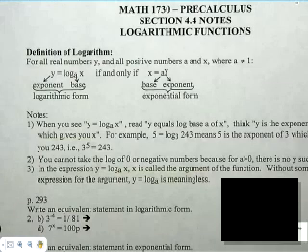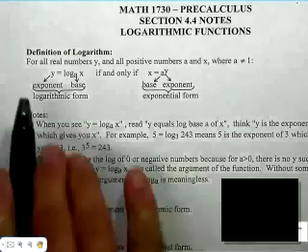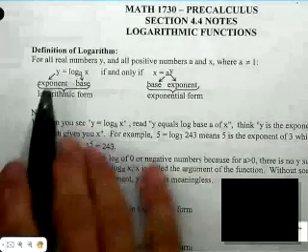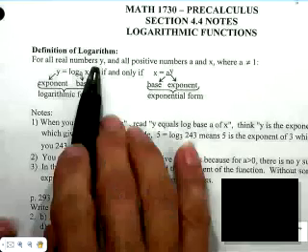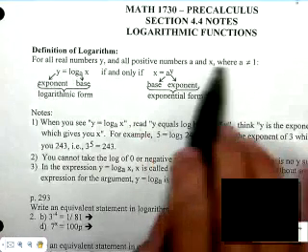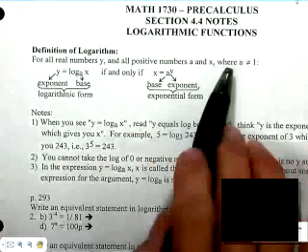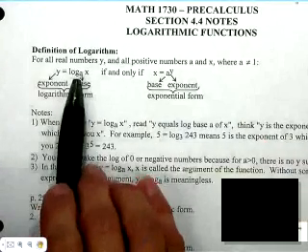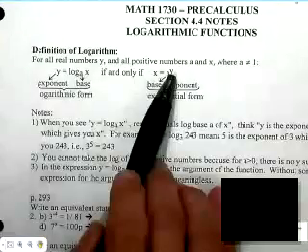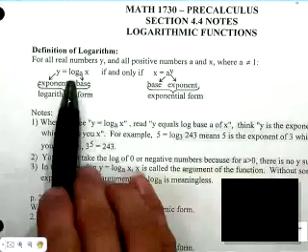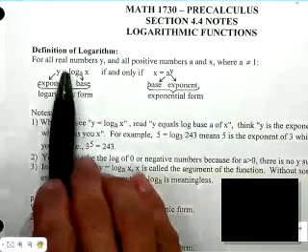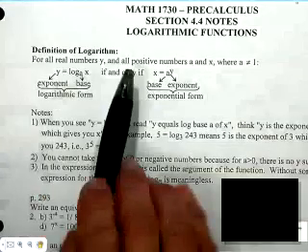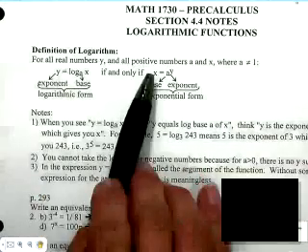Well, taking logarithms have everything to do with unexponentiating. So here's the definition of a logarithm. For all real numbers y and all positive numbers a and x, where a is not equal to 1, this notation y equals log base a of x means that, y equals log base a of x if and only if x equals a to the y.